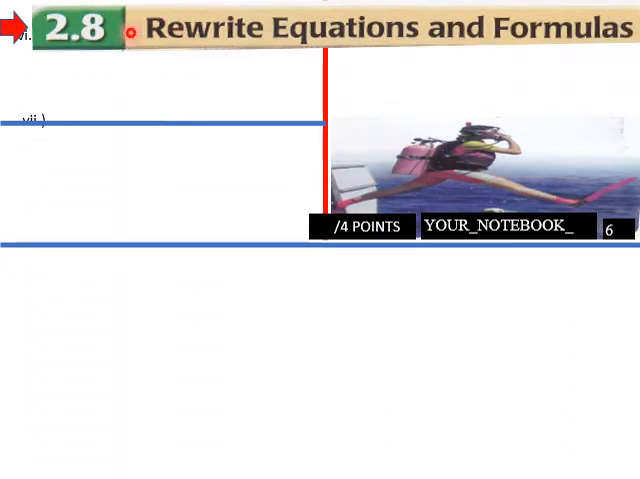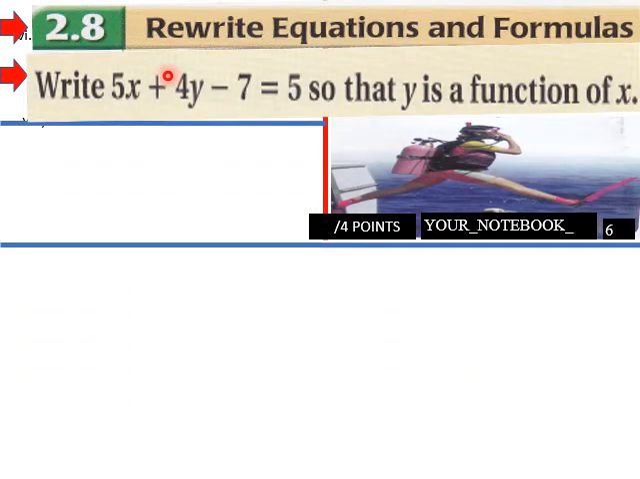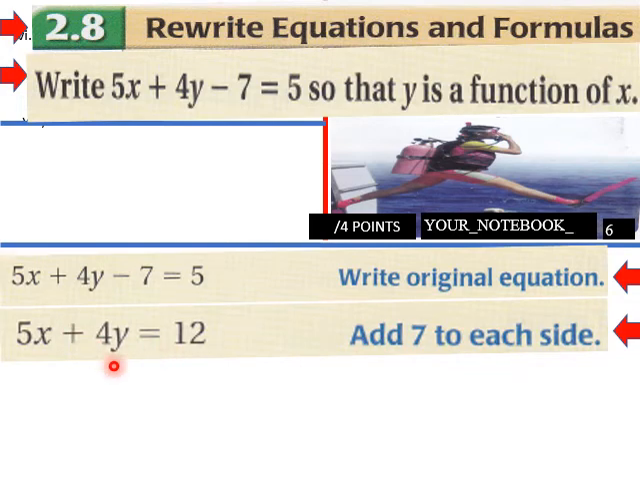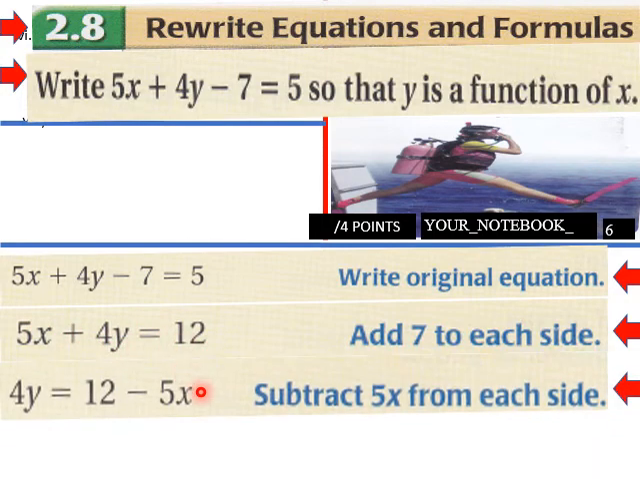Let's go into our next example, page 6, notebook, 4 points here. 2.8, rewrite equations and formulas. Write 5x plus 4y minus 7 equals 5 so that y is a function of x. So 5x plus 4y minus 7 equals 5. The first thing we do, we're going to move our 7 over to the right side. So we add 7 to both sides. We have 5x plus 4y equals 12.